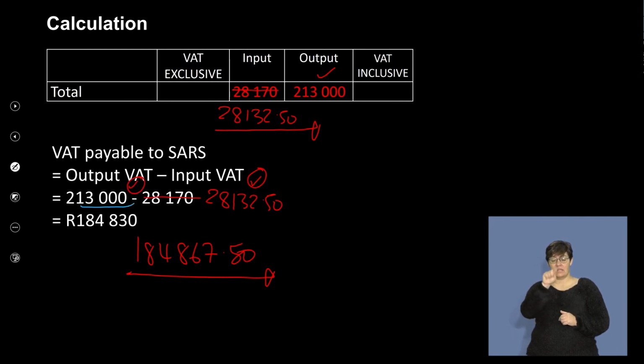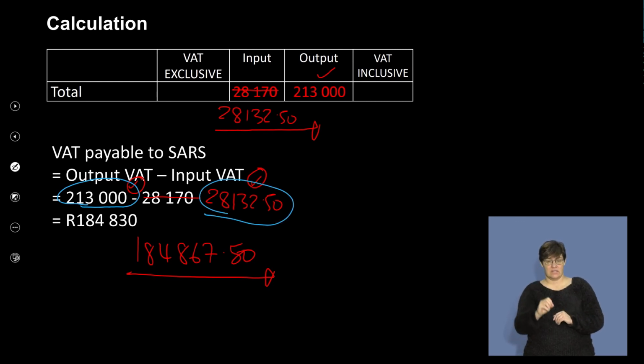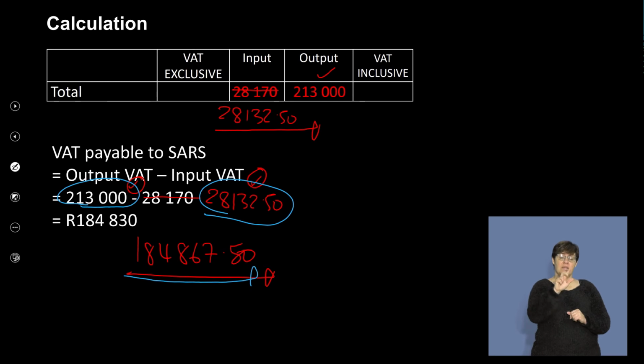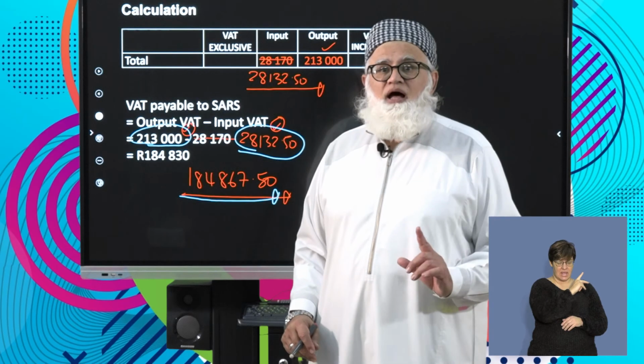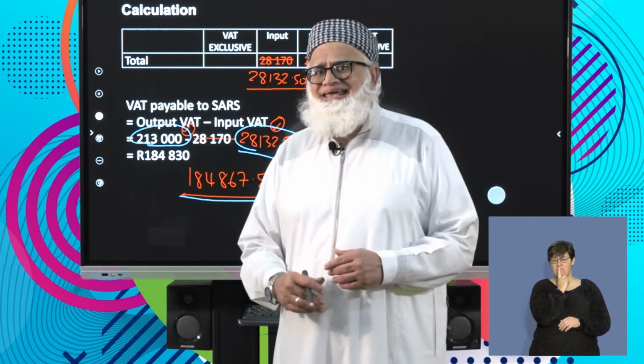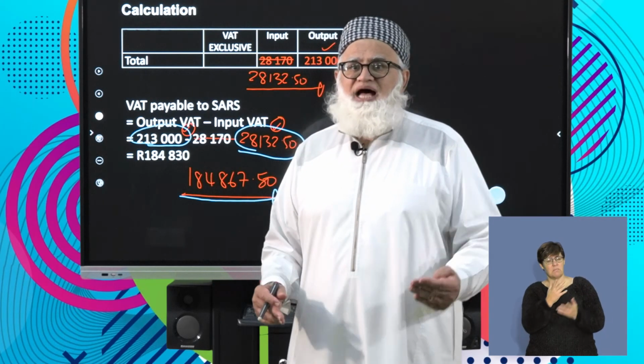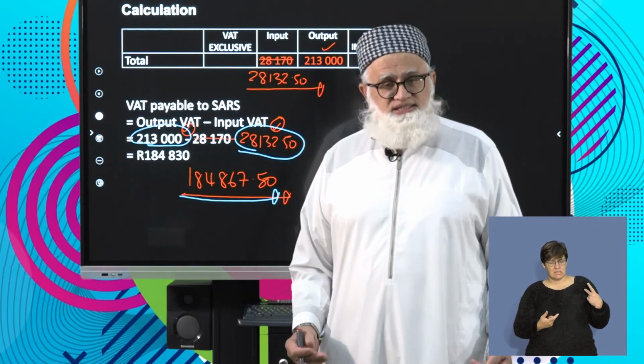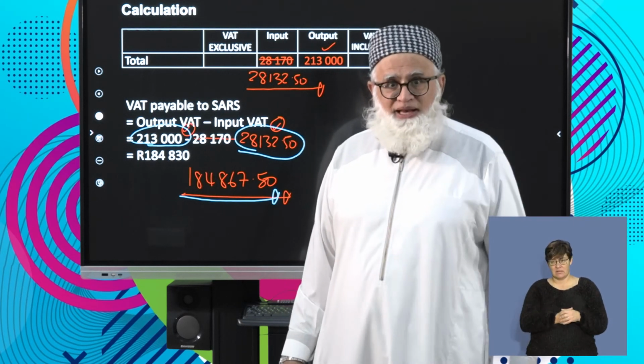It's your 213,000 minus the 28,132.50 to give you a final figure of 184,867 Rand and 50 cents. So the amount is payable to SARS. A question arises, can it be a situation where SARS owes you money? Certainly it does. Allow me to explain.